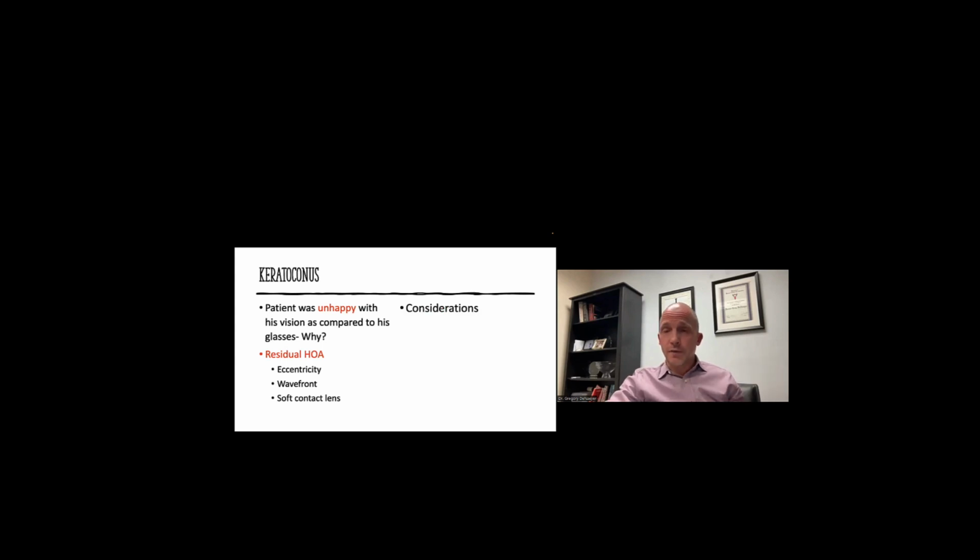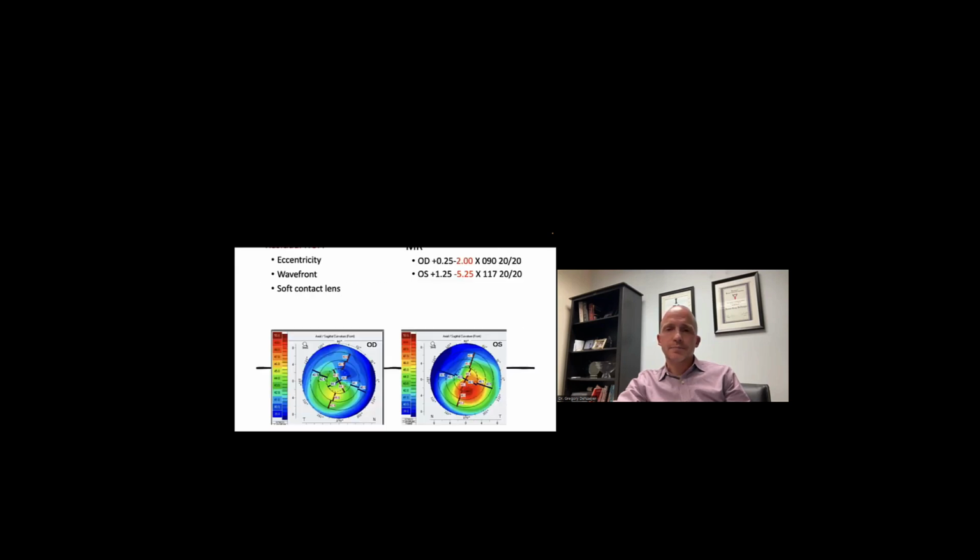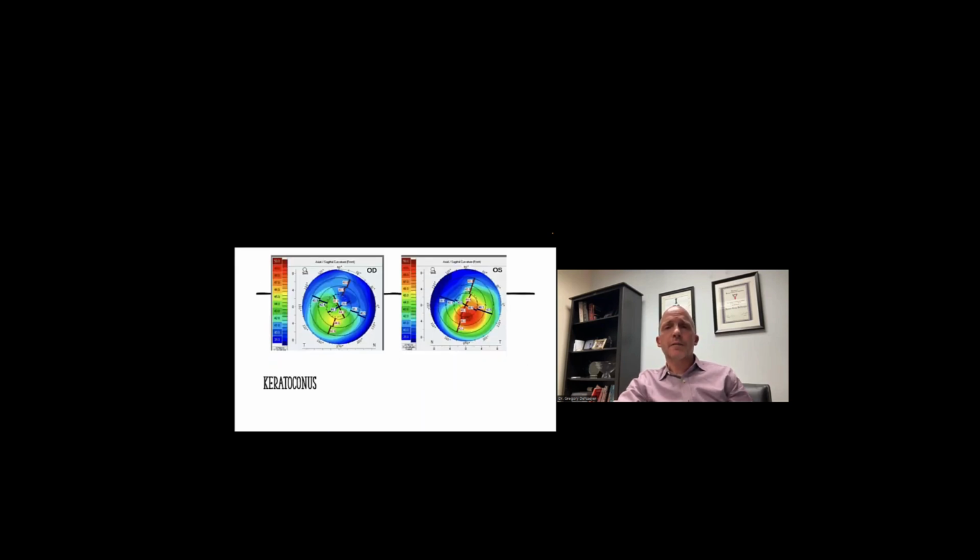If we consider soft contact lenses, the considerations are how much astigmatism we are going to have to correct, and what the topographies look like. Keep in mind, this is the refraction: very little astigmatism on the right eye, a much higher amount on the left eye. These are his topographies again. A very mild form fruste type keratoconus for his right eye and more moderate on his left.